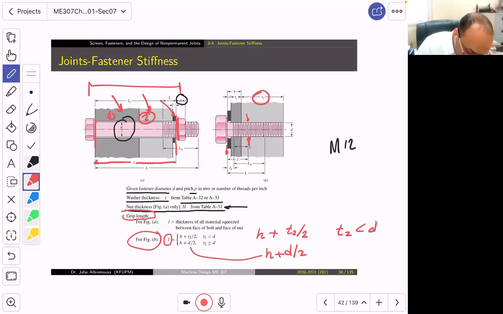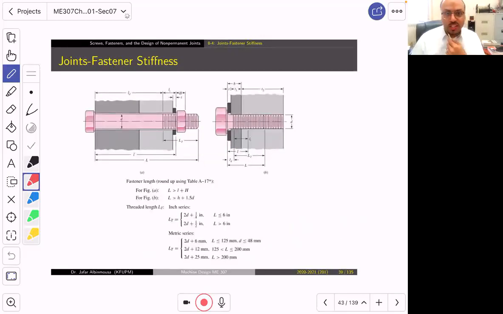So for example, here we have a washer. If there is no washer, it's okay. You will calculate the distance from the head until the first member. This is small h, okay? Now, we go to the next one. The next one is the capital L. Capital L, if you look at it, is actually the entire fastener length.